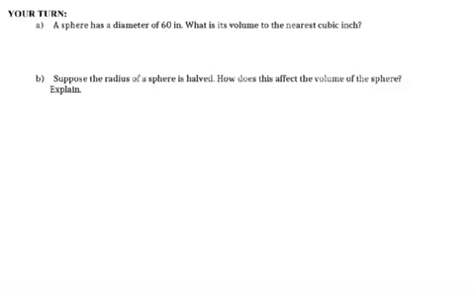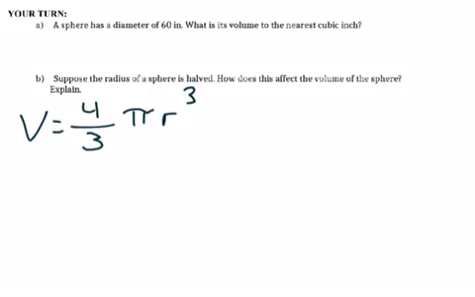It says, suppose the radius of a sphere is halved. Now, it doesn't say what the radius is. It's asking how this will affect the volume of the sphere. So let's consider that the volume of a sphere, again, is 4/3 pi r cubed. So let's just run with the radius is r.